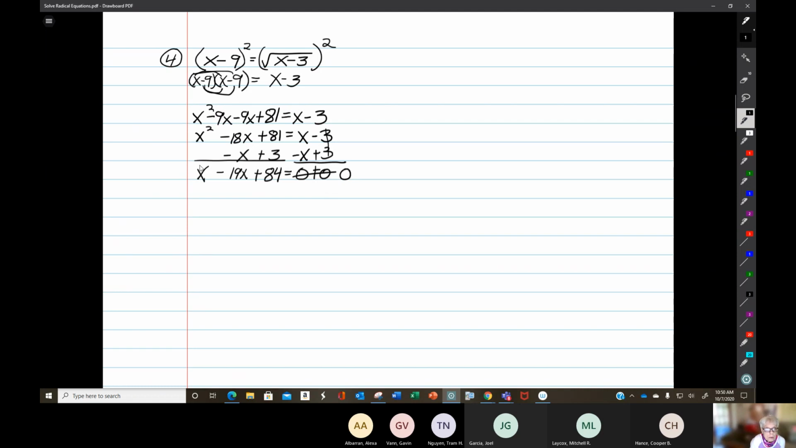Okay, now, there. Now, I've got x squared minus 19x plus 84 equals 0. This is factorable. I'm going to factor it. Is it factorable? I bet it is. Okay, 84 equals 1 times 84 and 2 times 42 and 3.